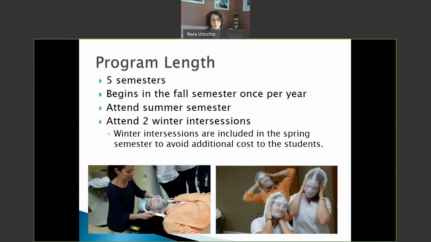The program is 5 semesters in length. It does begin in the fall semester once per year. You are required to attend a summer semester and then also attend 2 winter intersessions. Those winter intersessions are included in the spring semester to avoid additional costs to the students.